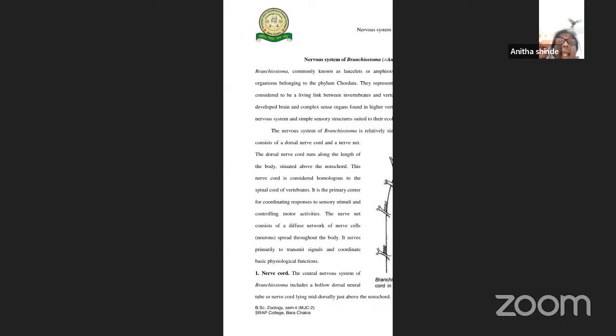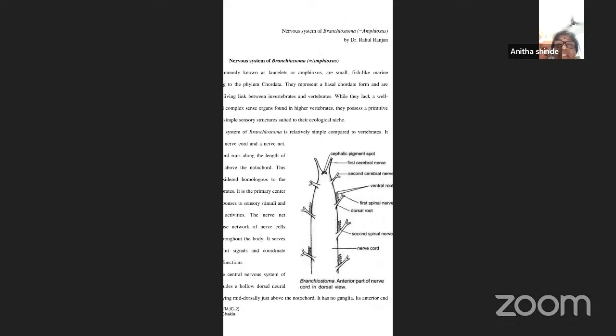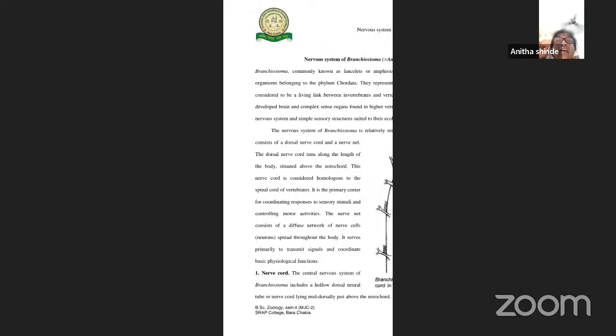The dorsal nerve cord actually runs along the length. See, this is the nervous system, the anterior part of the nerve cord in the dorsal view. So it consists of a dorsal nerve cord as well as a nerve net, which is this dorsal nerve cord as well as the nerve ring.